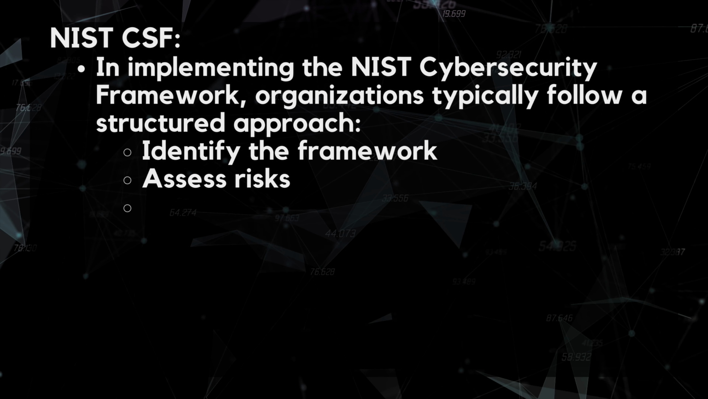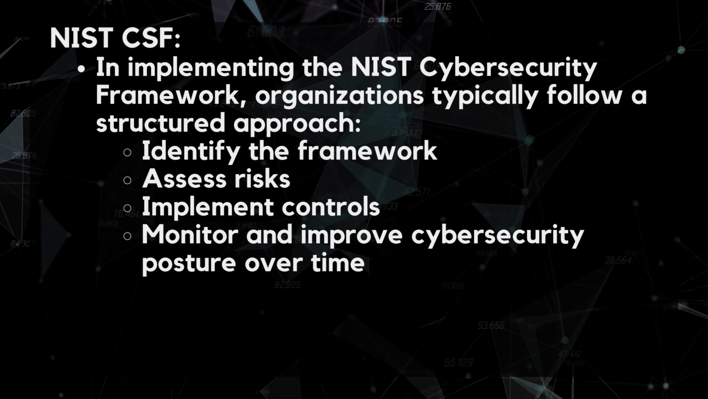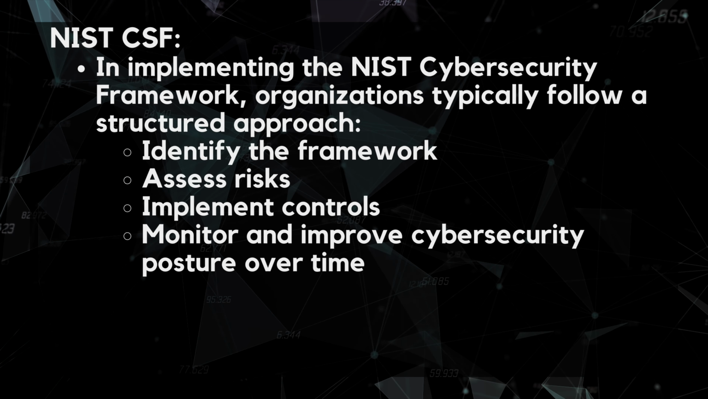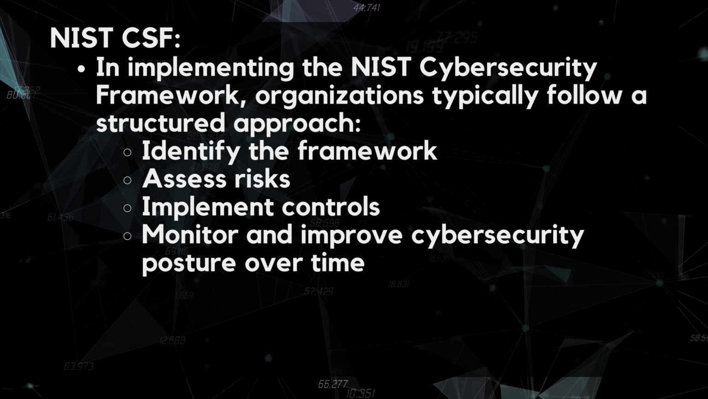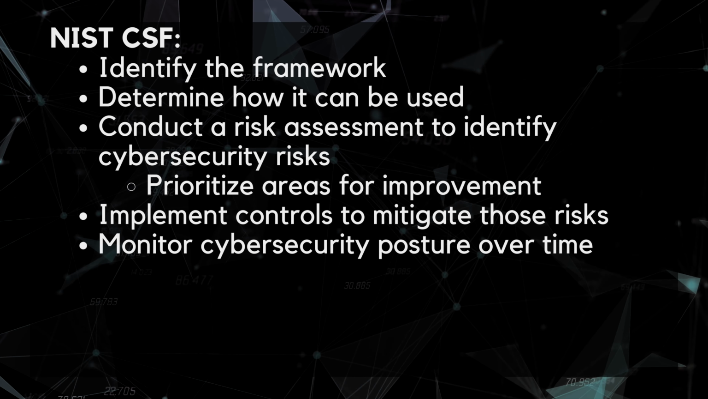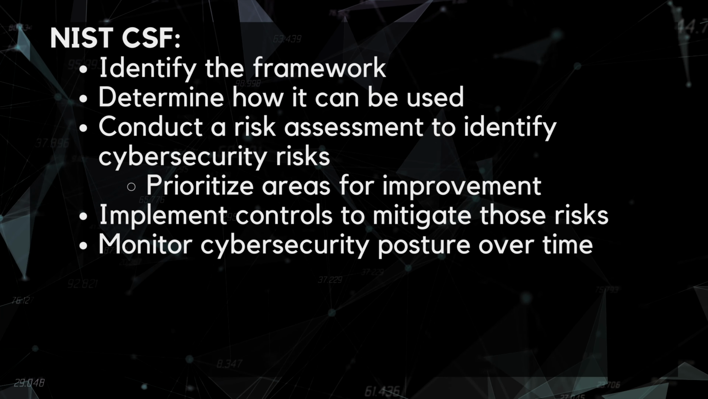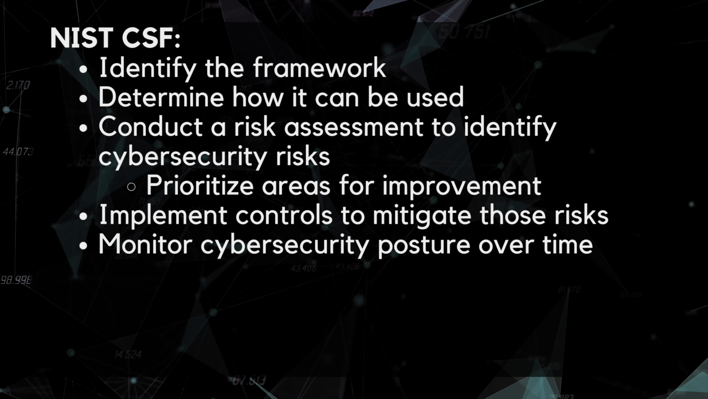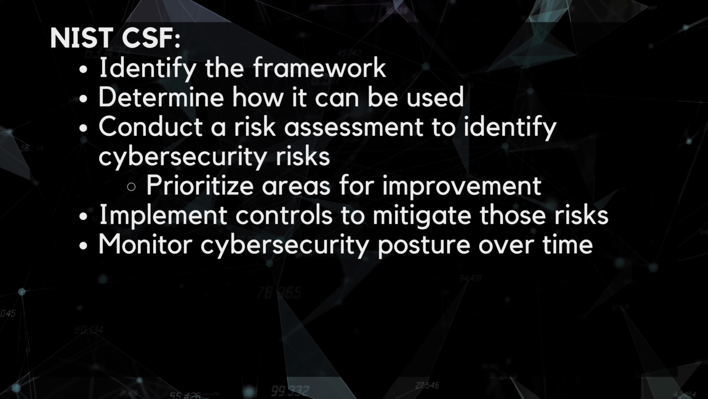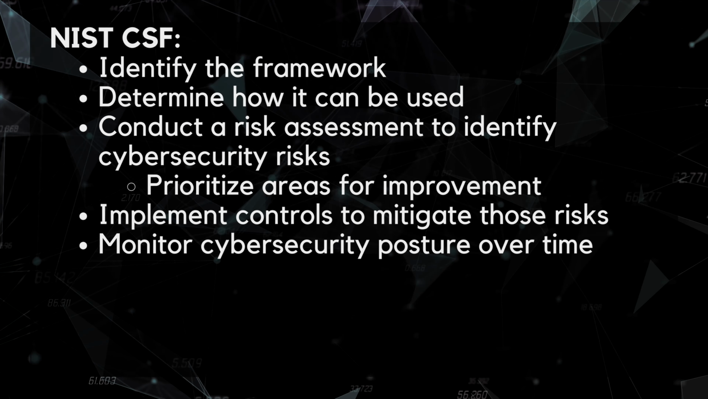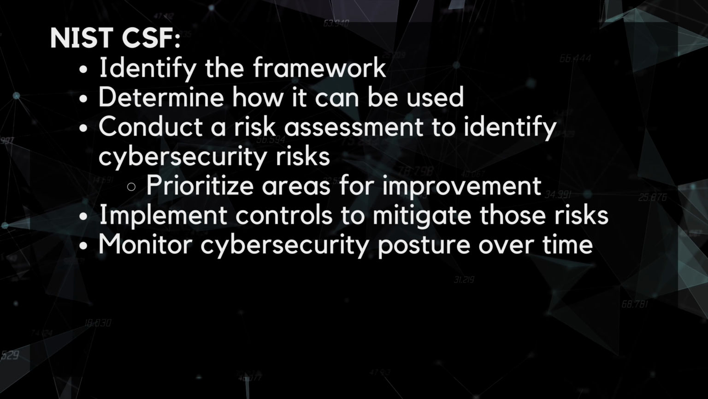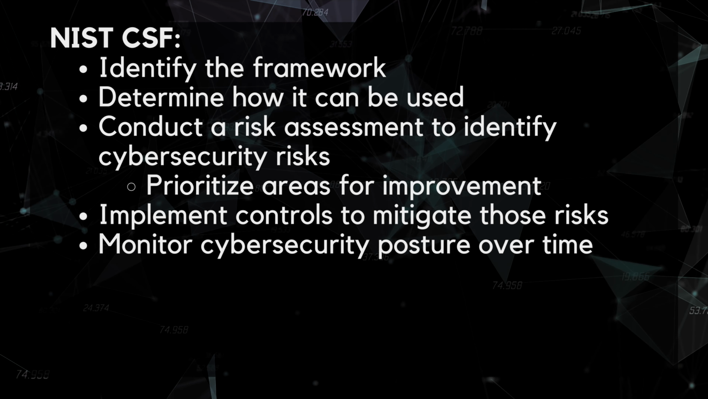To implement the NIST Cybersecurity Framework, organizations typically follow a structured approach that involves identifying the framework, assessing risks, implementing controls, and monitoring and improving cybersecurity posture over time. The first step is to identify the framework and determine how it can be used to support the organization's cybersecurity goals. Next, the organization conducts a risk assessment to identify cybersecurity risks and prioritize areas for improvement. The organization then implements controls to mitigate those risks and monitors its cybersecurity posture over time to ensure continuous improvement.